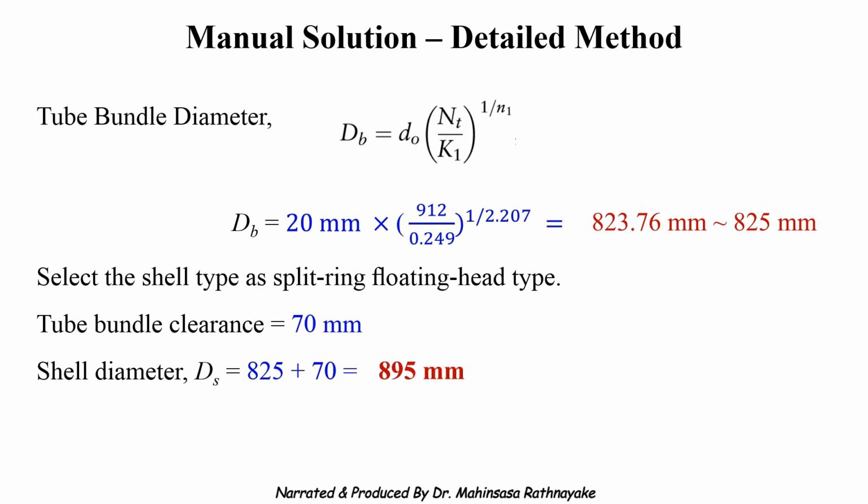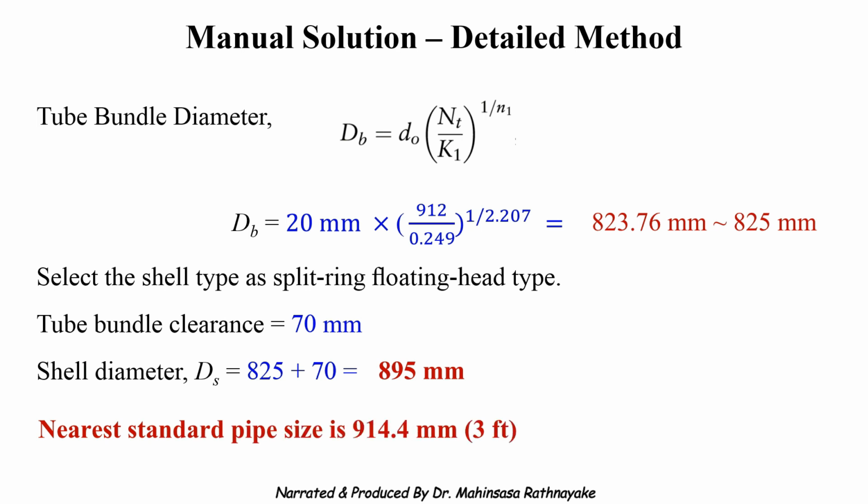However, the nearest standard pipe size is 914.4 millimeters, that is equal to 3 feet. Therefore, we can take the final shell diameter as 914.4 millimeters.